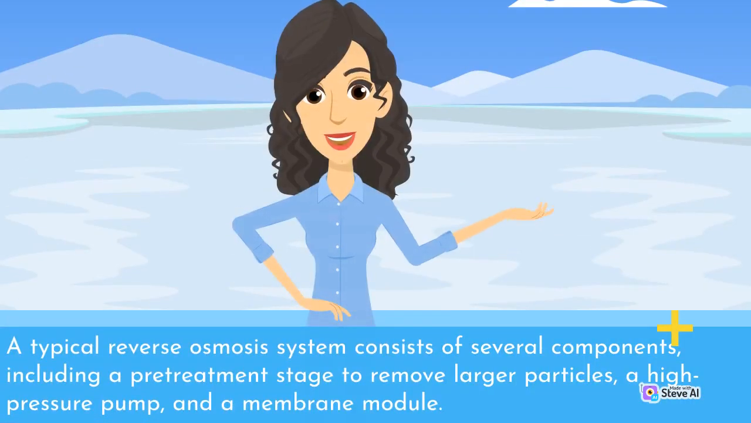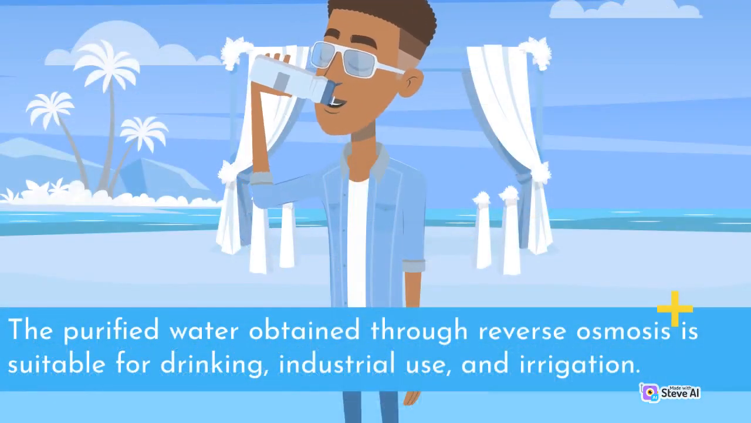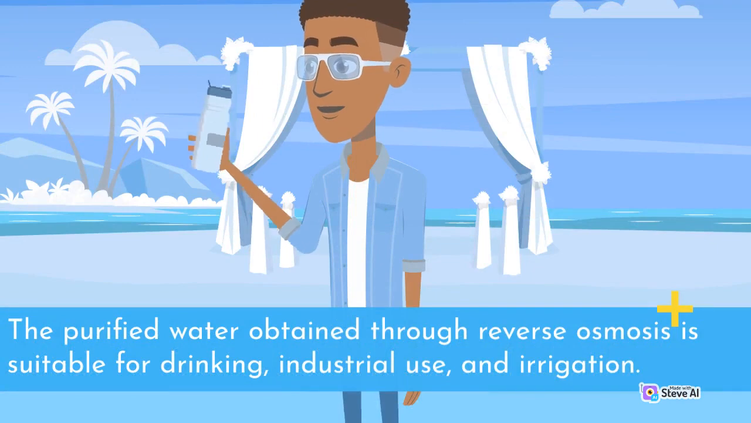A typical reverse osmosis system consists of several components, including a pretreatment stage to remove larger particles, a high-pressure pump, and a membrane module. The purified water obtained through reverse osmosis is suitable for drinking, industrial use, and irrigation.